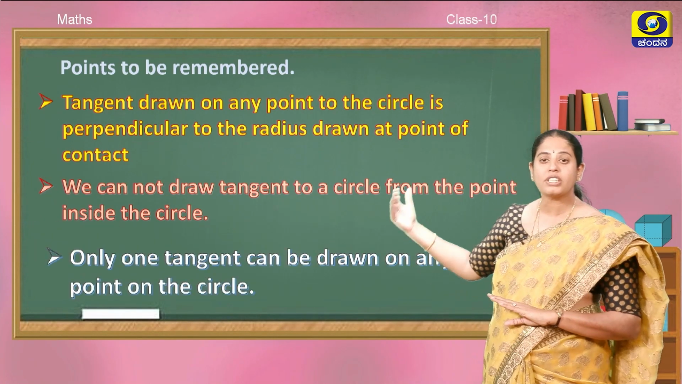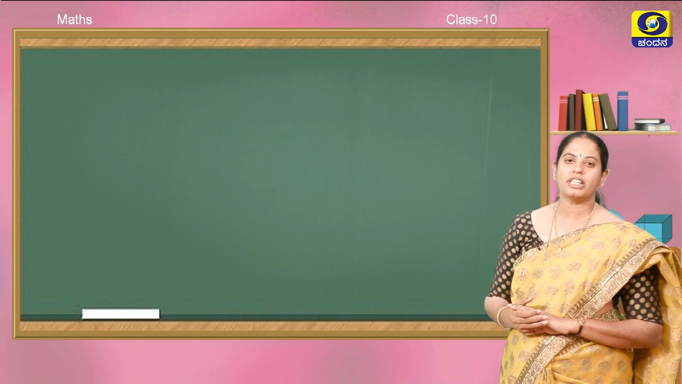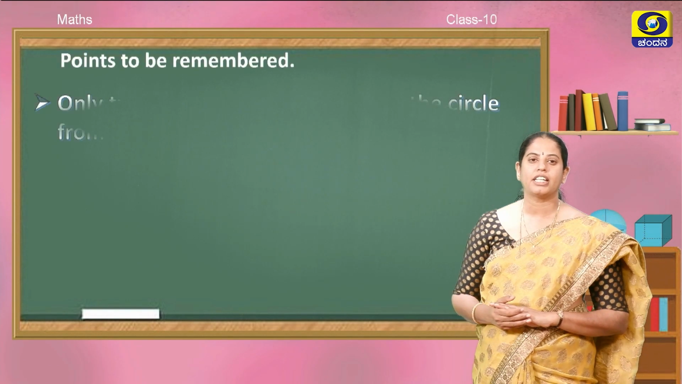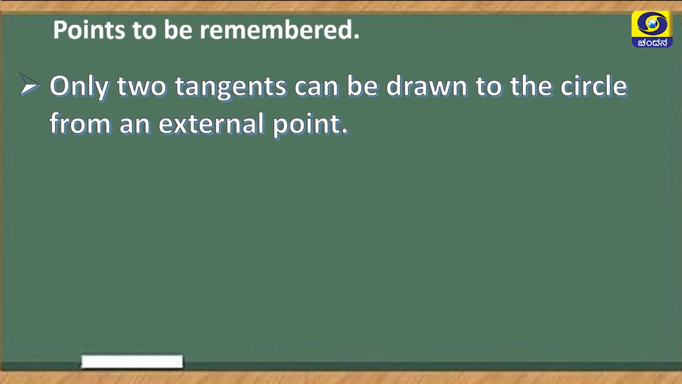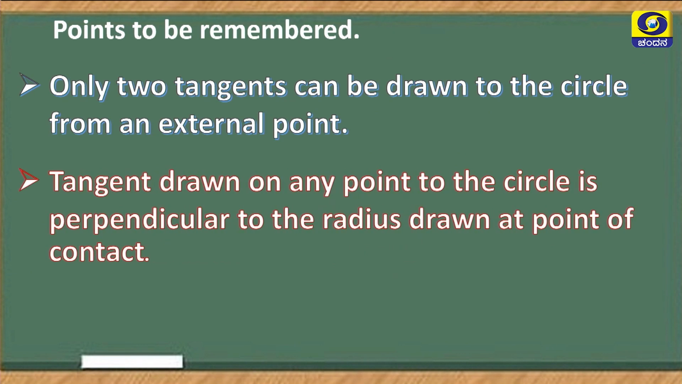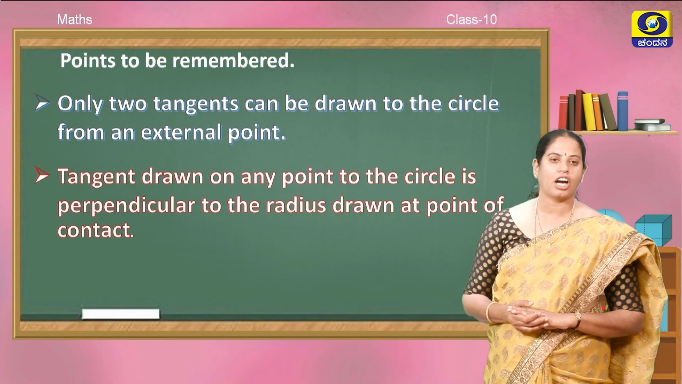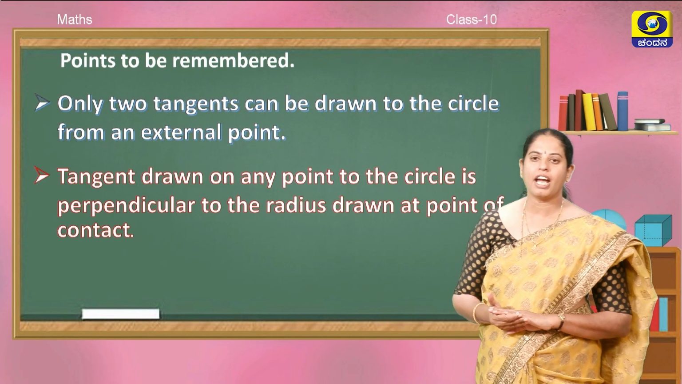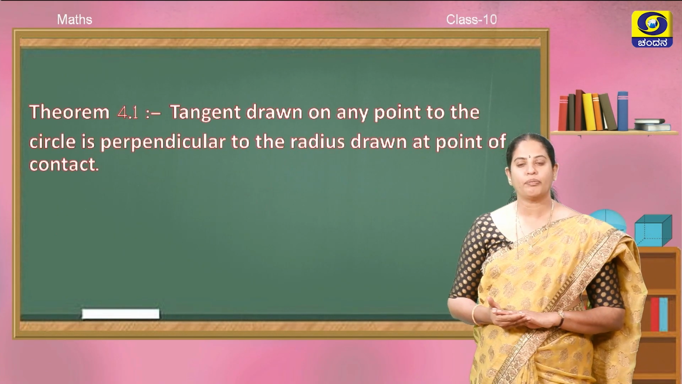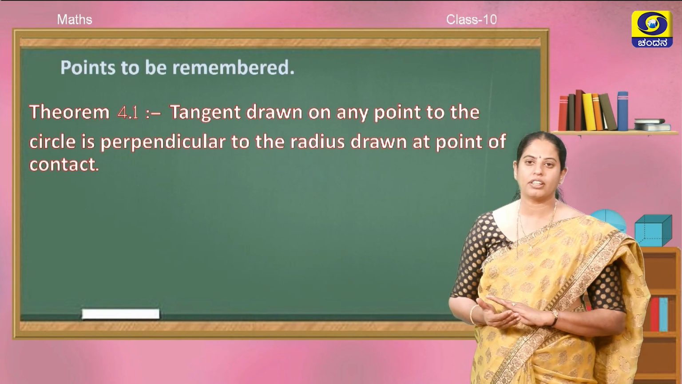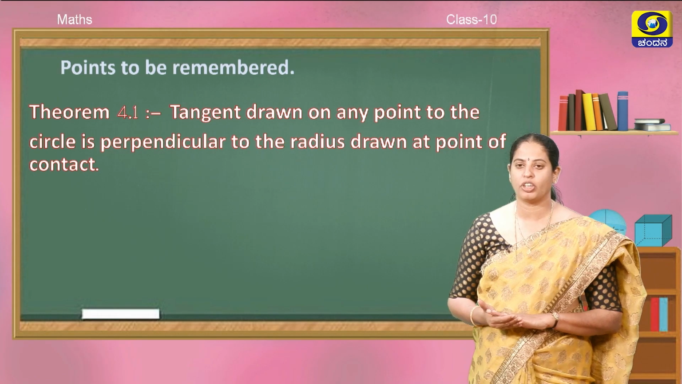If the point is outside the circle, then the number of tangents that can be drawn is two. Only two tangents can be drawn to the circle from an external point. And we also observed and learned that a tangent drawn at any point to the circle is perpendicular to the radius drawn at the point of contact. Along with these concepts, we have learnt how to prove theorem 4.1 and theorem 4.2, which are very important from the examination point of view.